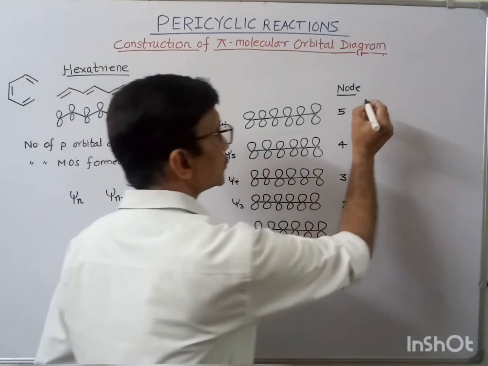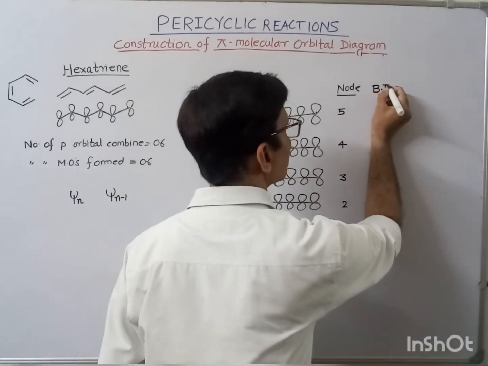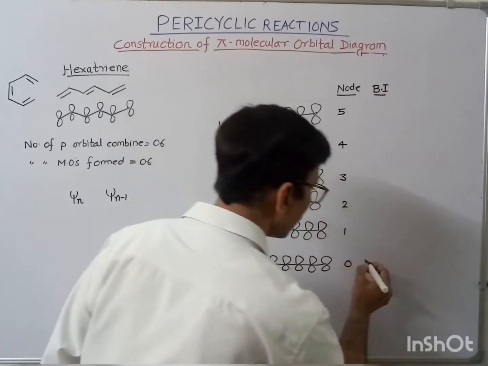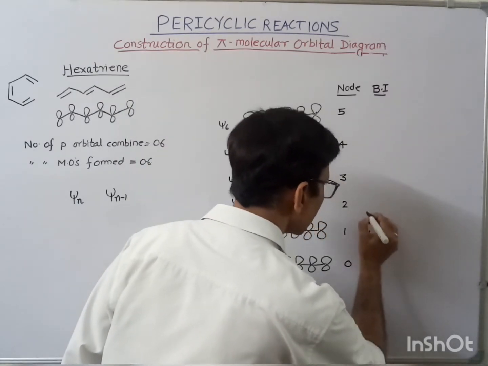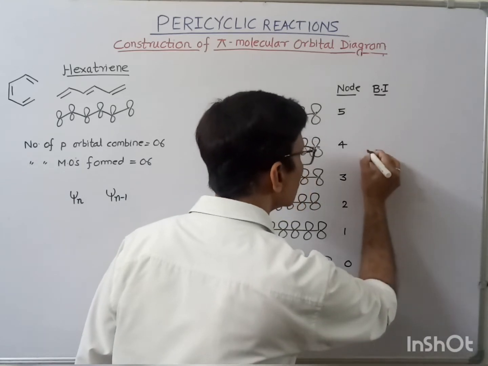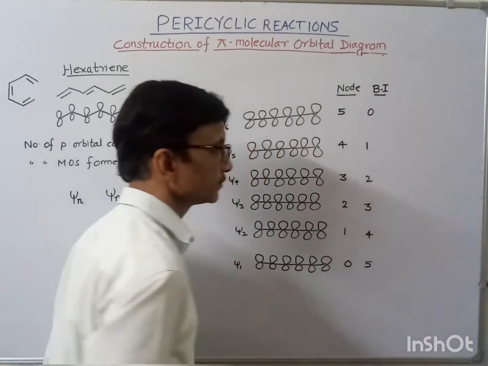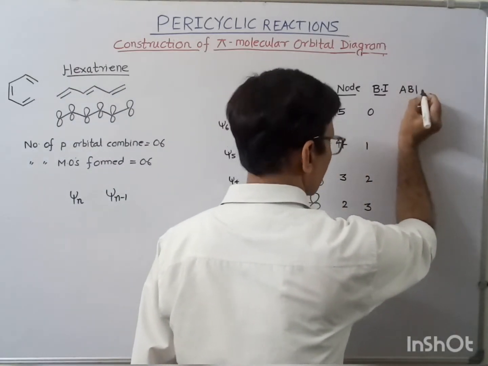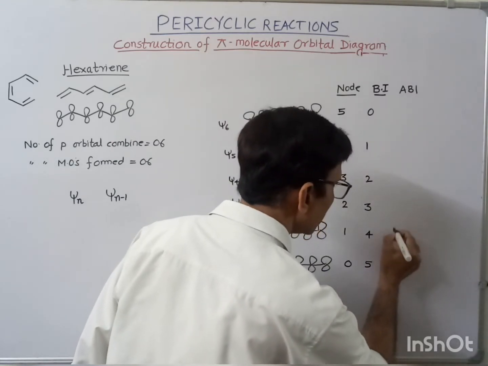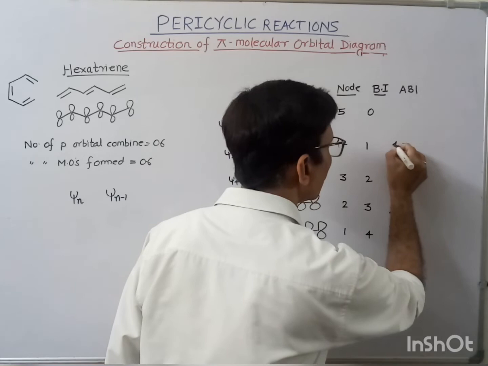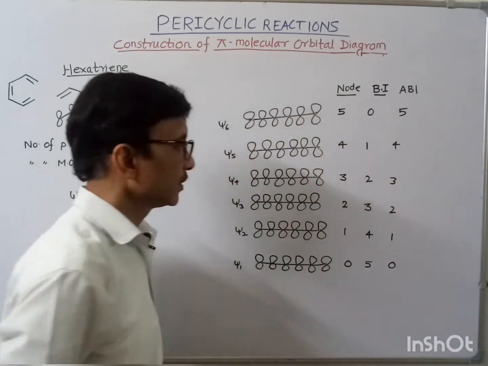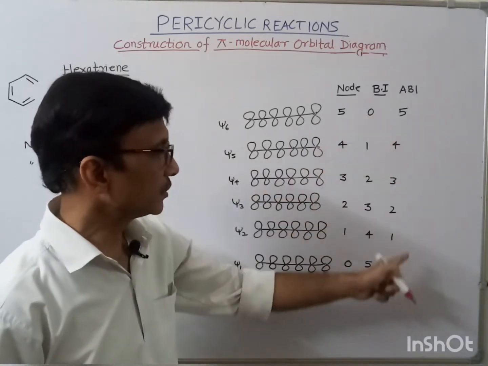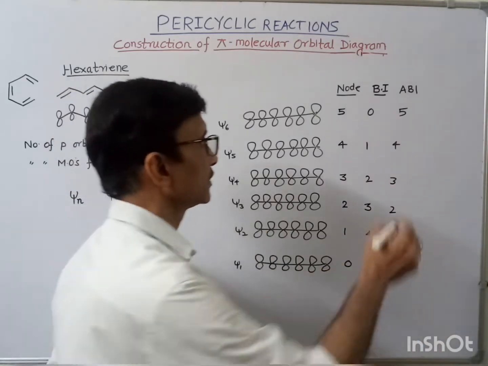Okay. Now I should write the bonding interactions. Total number of bonding interactions in psi1 is equal to 5. This will be 4, this will be 3, 2, 1, 0. Anti-bonding interactions: we should start with 0, 1, 2, 3, 4, 5. It ends with 5, starts with 0 and ends with 5, like this.